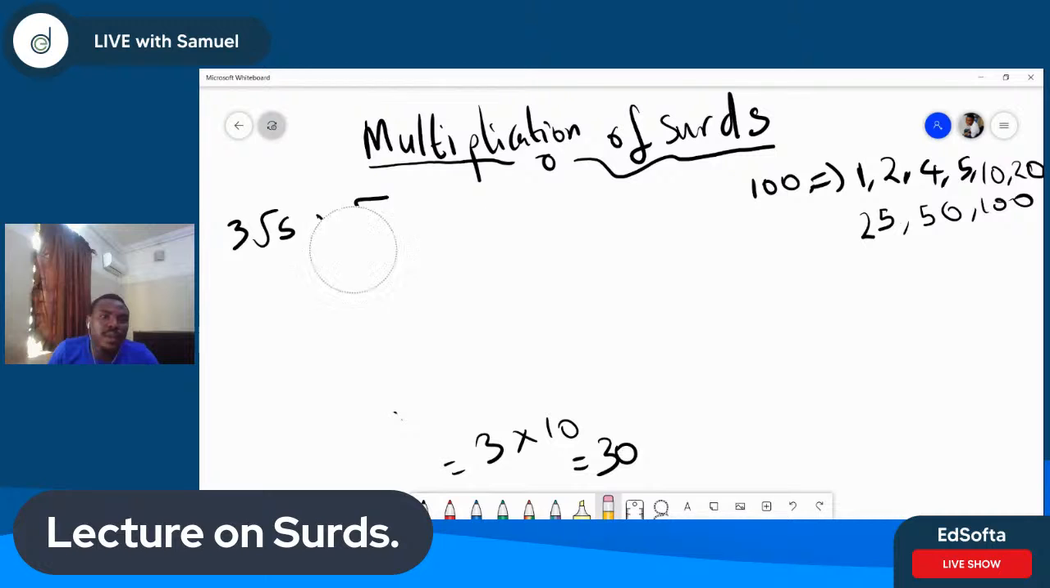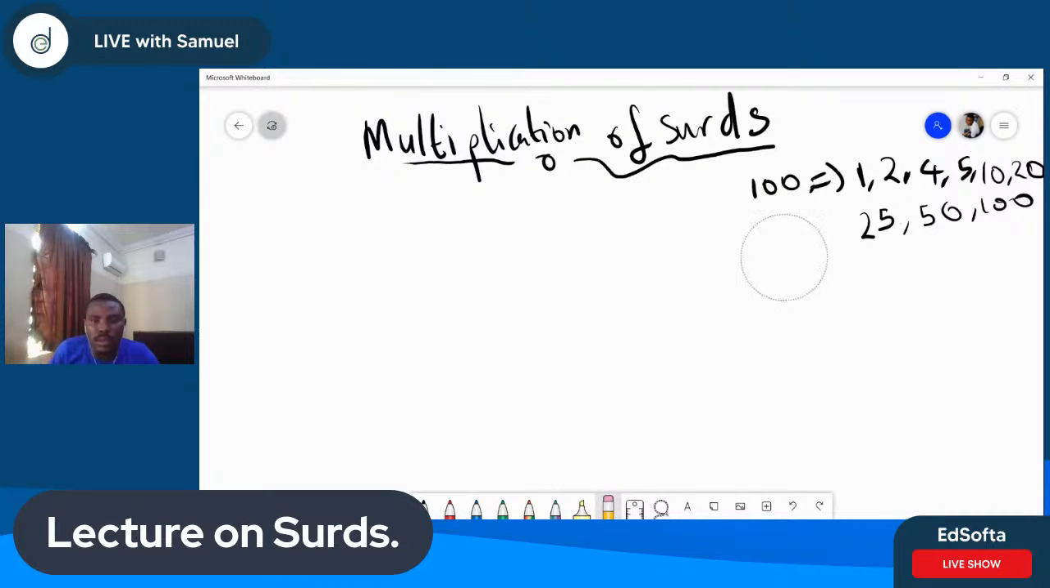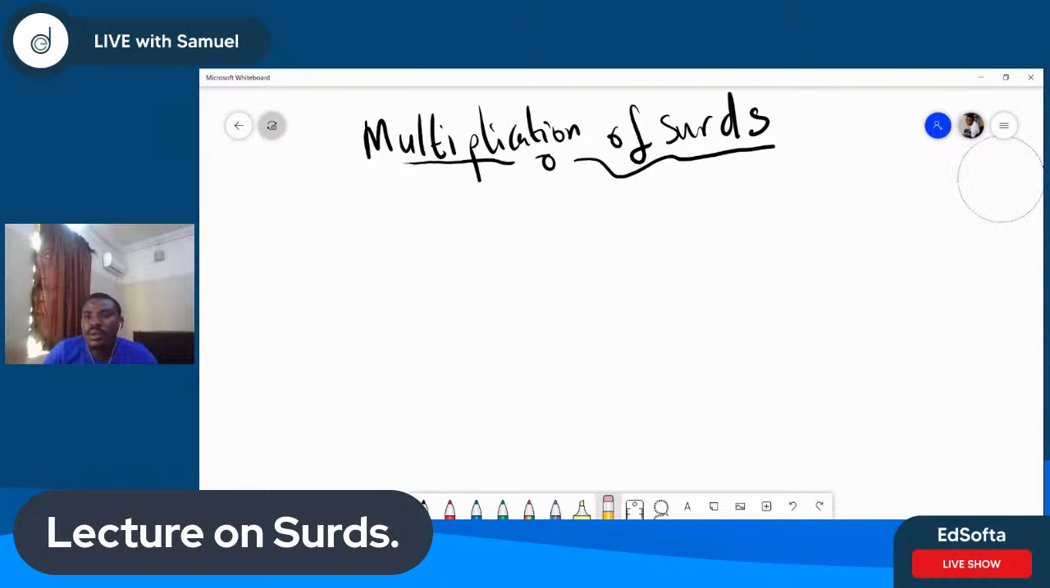So the multiplication of surds is not as difficult as the addition and the simplest forms. You can just do it a very easy way. It's not as difficult as addition or other ones. Let's look at a division question.